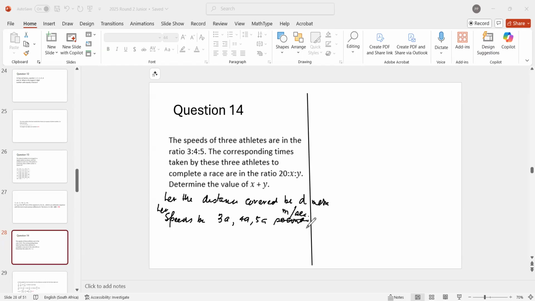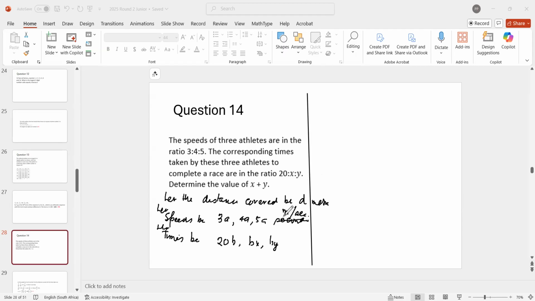Speeds are meters per second. Now, they say that the times, so we can say let the times be, okay, you got 20x, 20y, so we can say 20b, we'll make it 20b. The ratio is given, bx, by. All right, so the actual times will be some number times 20, the same number times x.